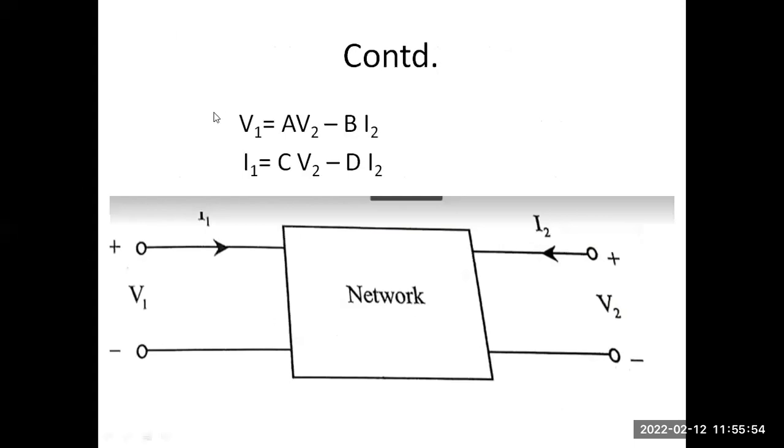So how is this network parameter related? V1 equal to AV2 minus BI2, and I1 equal to CV2 minus DI2. So now you see why this minus is introduced. Now you have a question. Okay, so I will go to the board and we'll discuss this thing.